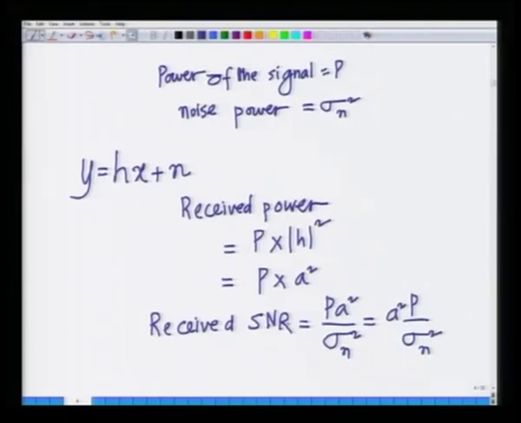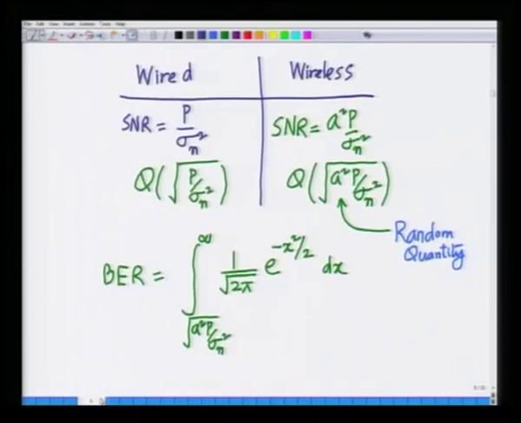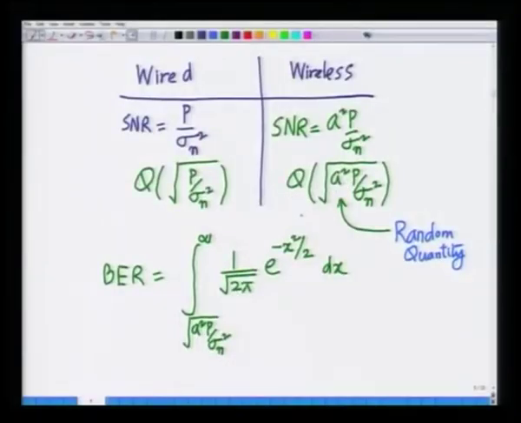So, the received power therefore is p times a squared, and the received SNR is a squared p over sigma n squared, because received power is a squared p, noise power is sigma n squared. We also said that the bit error rate compared to an SNR of a squared p over sigma n squared is Q of square root of a squared p over sigma n squared. This is similar to what we had derived in the wired communication system.